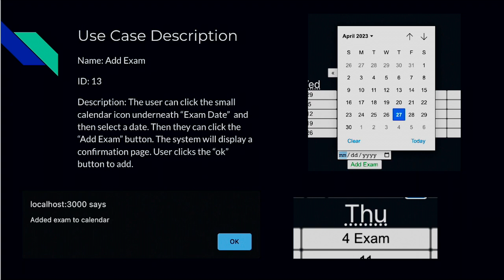The invariant is that they need to be connected to the internet, and the preconditions are that the user must be in-app, connected to the web page, and they must be on the home page. Our success post condition is that the user can enter an exam date and add it to the calendar.